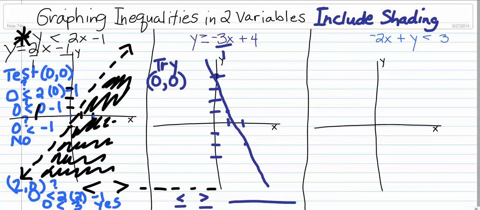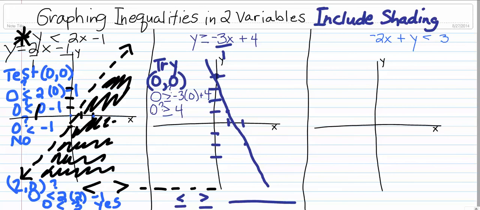You have to test something else. Like over here, I tested 2, 0, just to show you. So I'm going to plug 0, 0 in there. Is 0 greater than or equal to the answer that I get when I do negative 3 times 0 plus 4? Well, and remember, I'm asking myself. That's why I put that question mark there. Negative 3 times 0 is 0. 0 plus 4 is 4. Is 0 greater than or equal to 4?